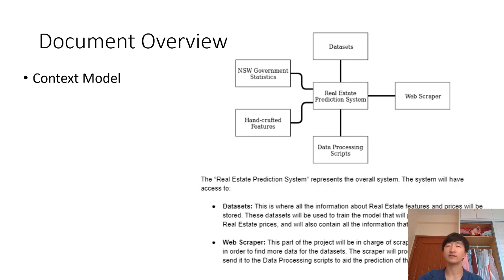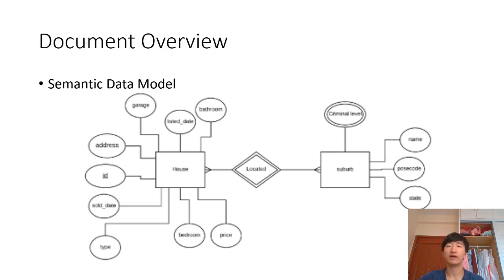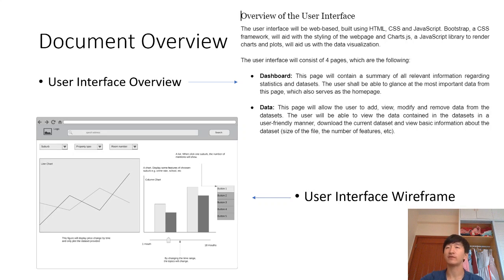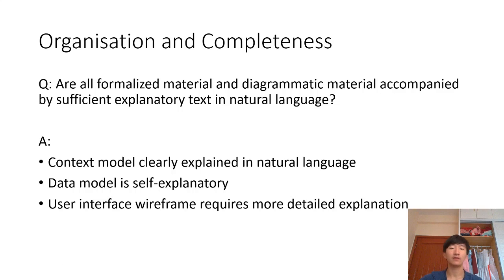Our SDD currently contains a context model which shows the external data sources and systems that our system will be interacting with. We have a semantic data model which shows how our data will be stored in databases. And we have a user interface overview written in natural language and a user interface wireframe which visually depicts what our final user interface would look like. I will now discuss our SDD with regards to organization and completeness.